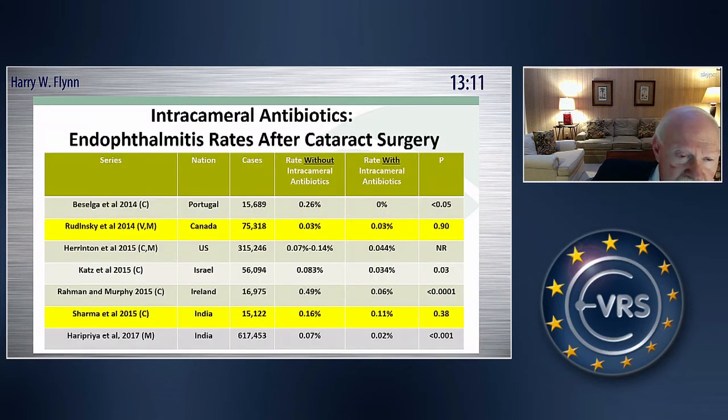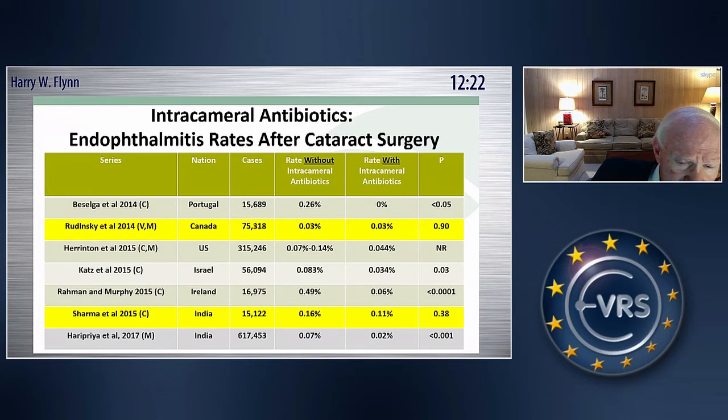Next slide, please. This slide summarizes some of the more recent studies of intracameral antibiotics and the rates of cataract surgery endophthalmitis. On the left, you see the authors and the agent that was used, C for cefuroxime, V for vancomycin, M for moxifloxacin. The largest series is at the lower part of the slide with Haripriya and associates from India, 600,000 cataract operations. But this study was not randomized. It was rather 10 hospitals in a hospital system, some of which used moxifloxacin and others did not.